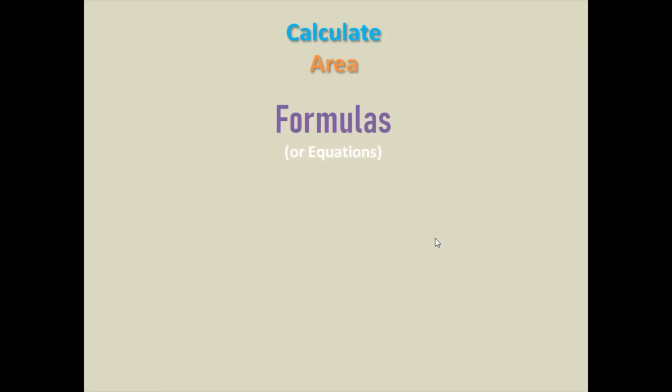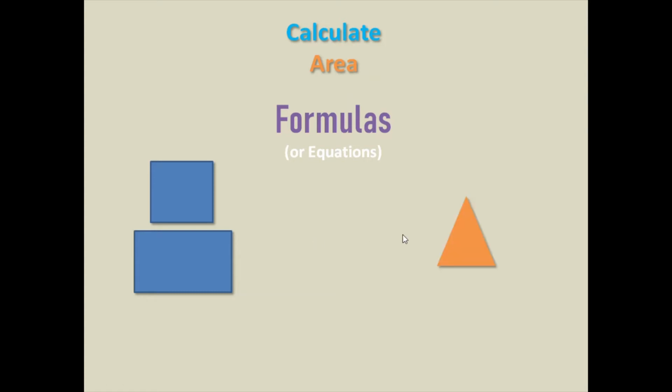And in this video, we'll learn how to find the area of a square, a rectangle, and a triangle. So let's get into it. Welcome back to Khan Academy, and in this video, we will learn how to calculate area. Well, how do we calculate area? Well, there are some special math formulas or equations that we can use to find the area of different shapes. In this video, we are going to learn the formula for squares and rectangles and the formula for triangles.